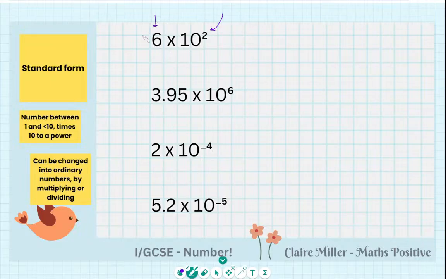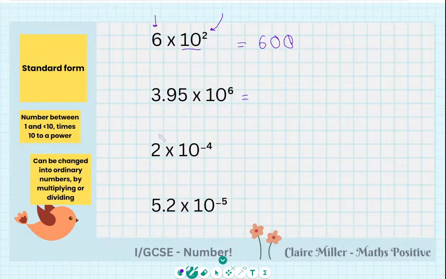So we can turn our numbers that are in standard form into ordinary form, ordinary numbers, by multiplying them, in this case, by 10 two times, because 10 to the power of 2 means 10 times 10. So 6 times 10 to the power of 2, 6 times 10 squared. Do you know what that one's going to be? It's going to be 600, right? 6 times 10 times 10.